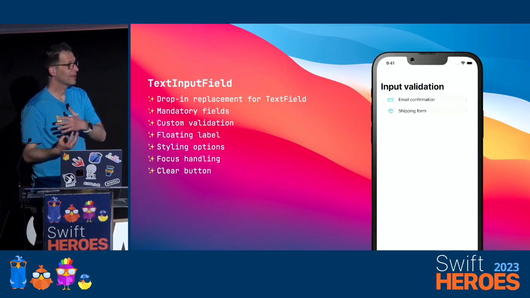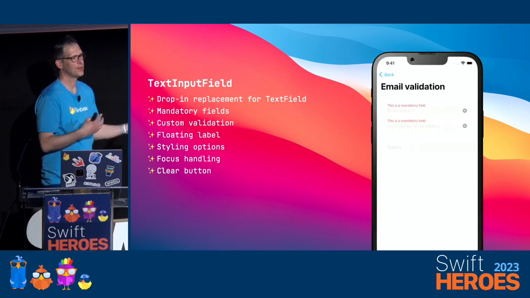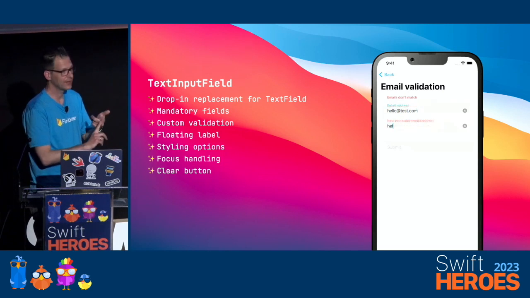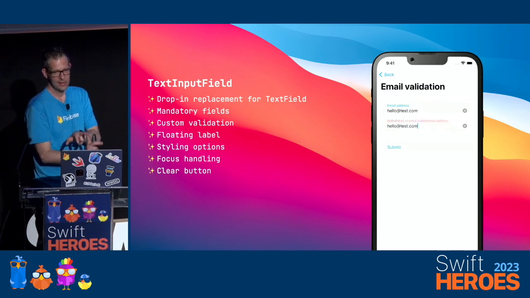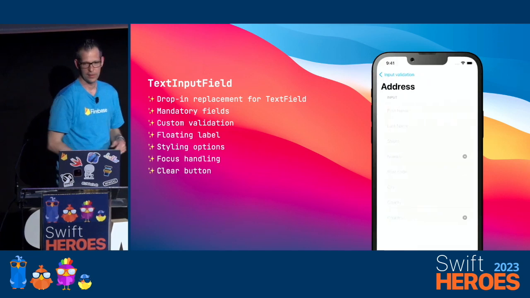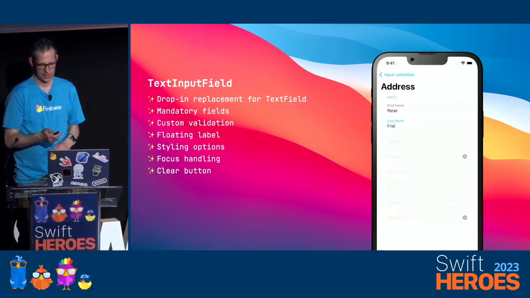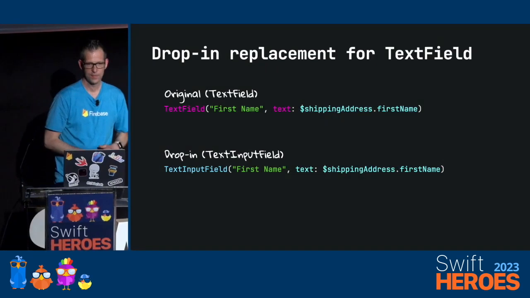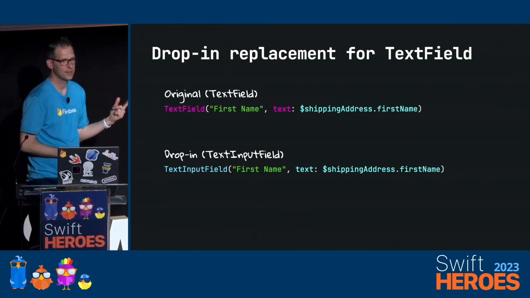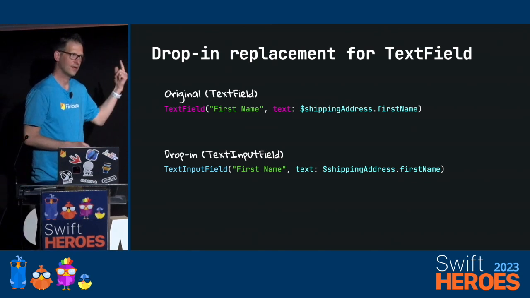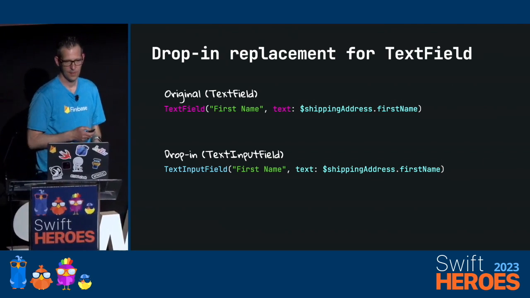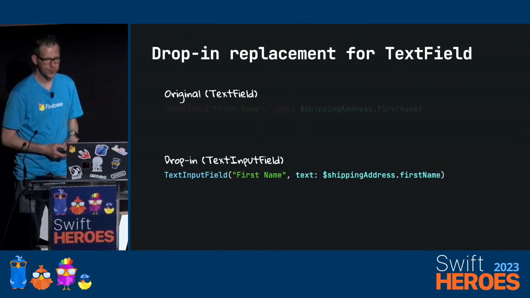And I want to support all the things that we know and love from using TextField, like being able to style it, being able to do focus handling, and there is another feature. I want to be able to have a clear button, like the one that you see at the right end, so that the user can just click on the button and it will clear what's written in the field. Great. So here's how it looks for a regular text field. And I want to be able to just drop in that second line, where essentially I've just changed the name of the view.